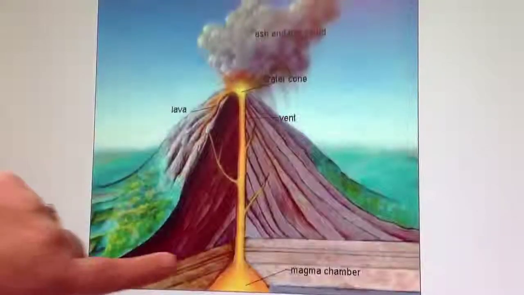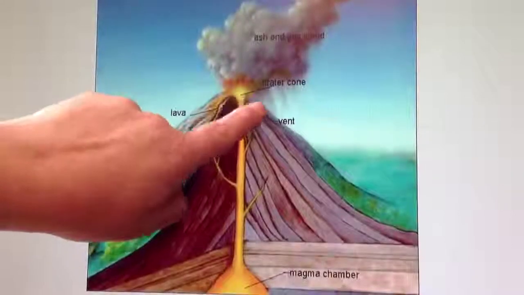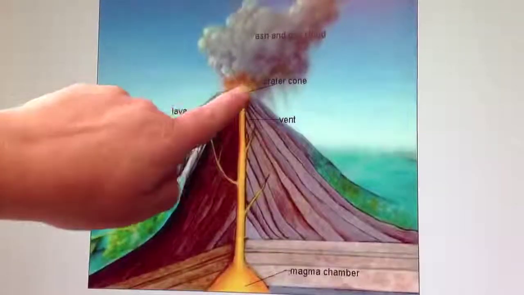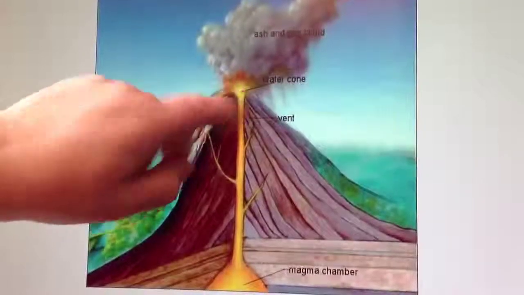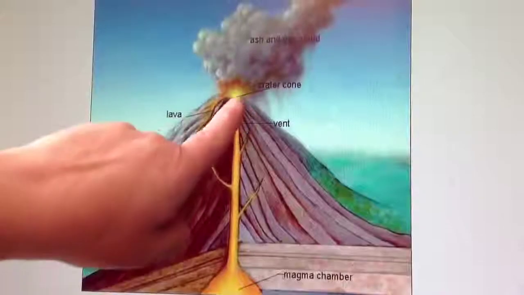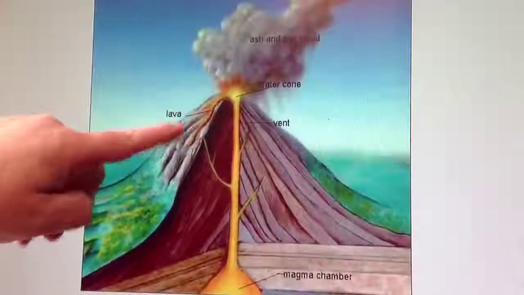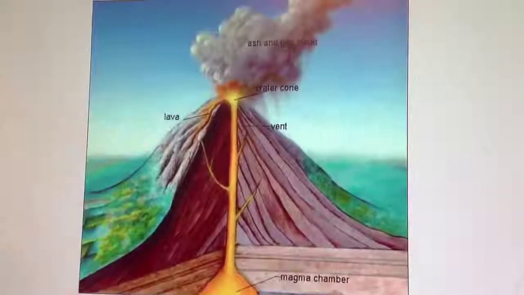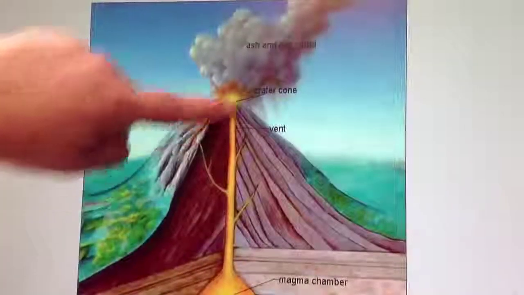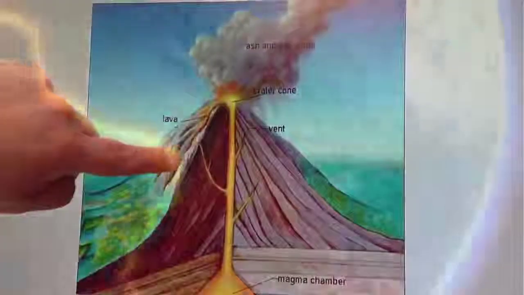So it sits in the magma chamber, comes up through the vent to the very top of the mountain, and this is called a crater cone. That's the tip of the mountain that blows off. Once it pierces through the crust of the mountain, it flows down, and that is called lava. So we have the magma chamber, the vent, the crater cone, and the lava.